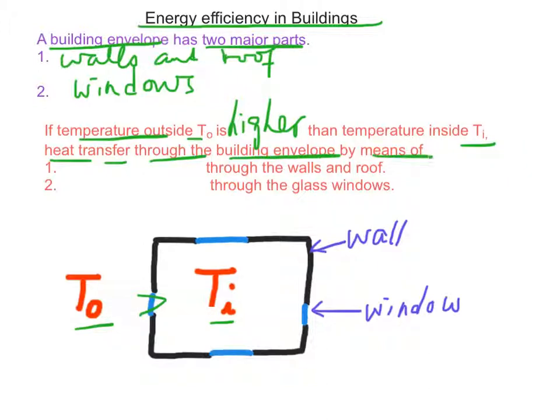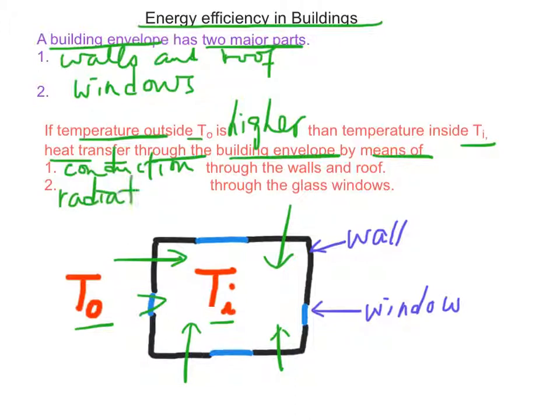by means of, first, conduction through the walls and roof. Also, heat transfer through the building envelopes by means of radiation and conduction through the glass window.